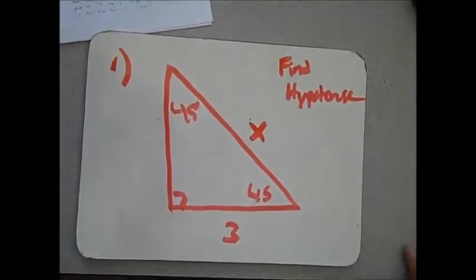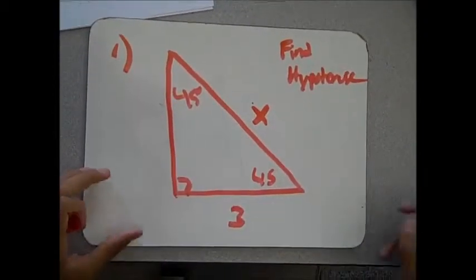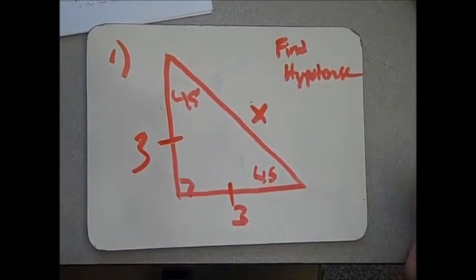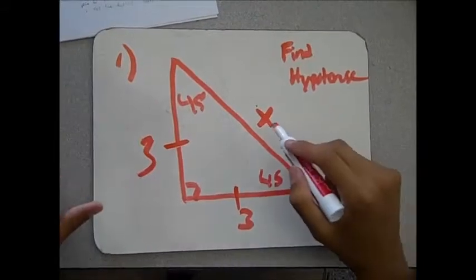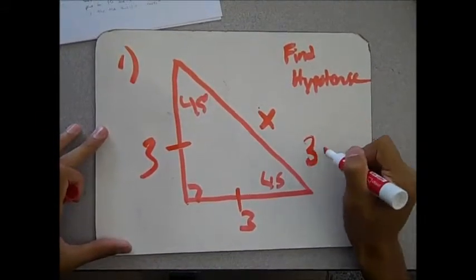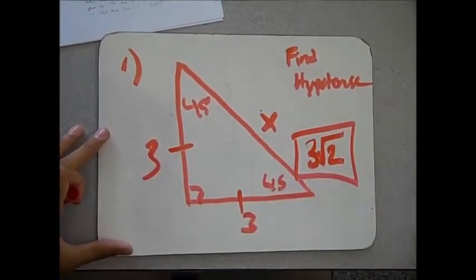So what this problem is asking is to find the hypotenuse. Because this is a 45, 45-degree triangle, you know that that side is congruent to that, so that's 3. Now to find the hypotenuse, the rule for 45, 45-degree triangles is x root 2. And since 3 is your x value, you're going to write 3 root 2. And that is your answer for your hypotenuse.